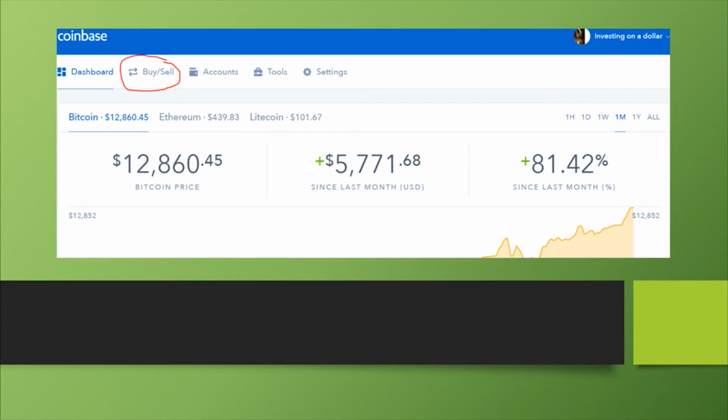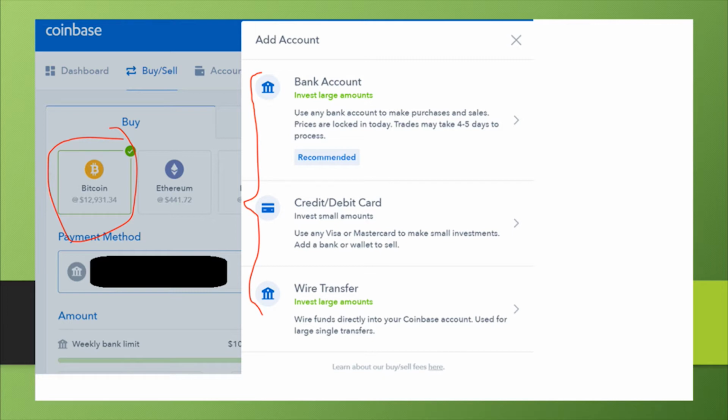Next thing you see is you click on the buy/sell button. That'll take you to your bank account. Now, I chose Bitcoin because it's simpler. You can purchase Ethereum and Litecoin as well. If you haven't purchased these before and you're not sure what you're doing, Bitcoin is the safest one. I have a video on that as well, so you might want to check that out.